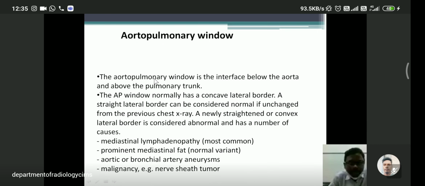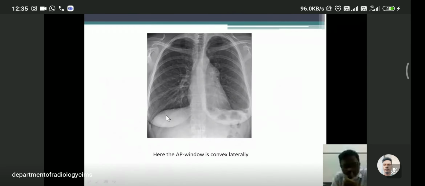Next is the aortopulmonary window. That is the interface below the aorta and above the pulmonary trunk. So in this case, we can see this is the aortopulmonary recess. Usually it should be concave or straight, but here we can see it is convex in shape. That means there is some pathology, either a lymph nodal mass or anything in the middle mediastinum. That's why the shape becomes convex.